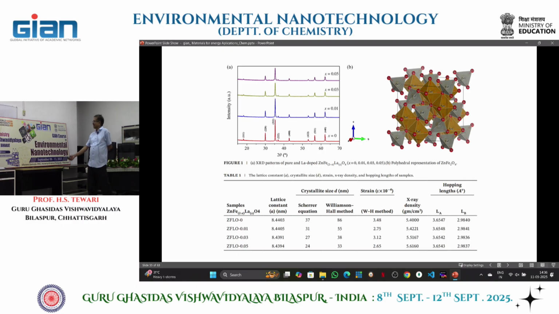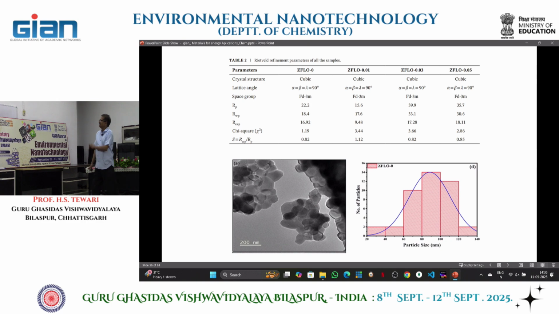These are the different Rietveld parameters for these 4 samples. This one is the distribution of particle size. This is the TEM image of that powder.